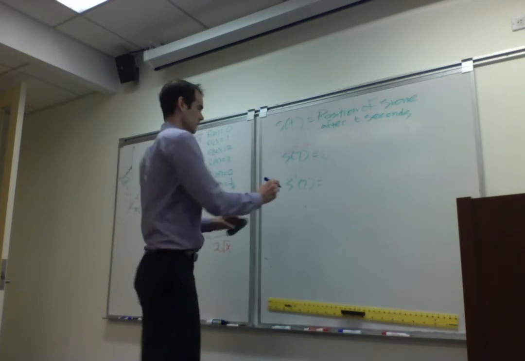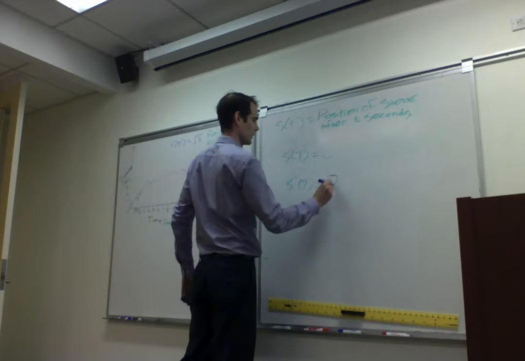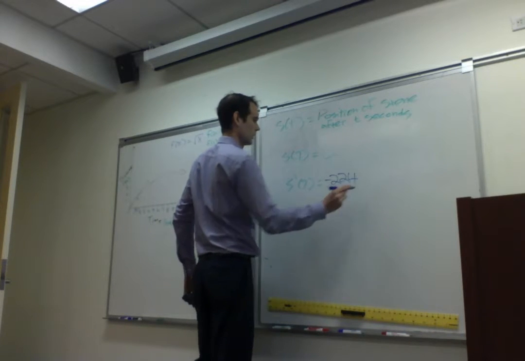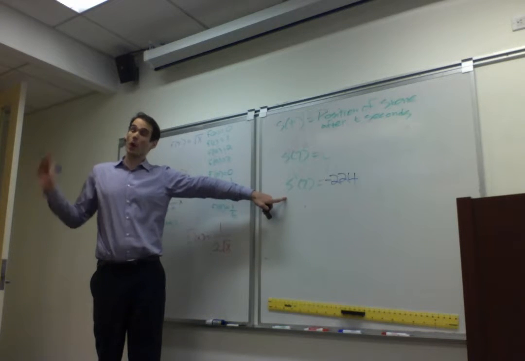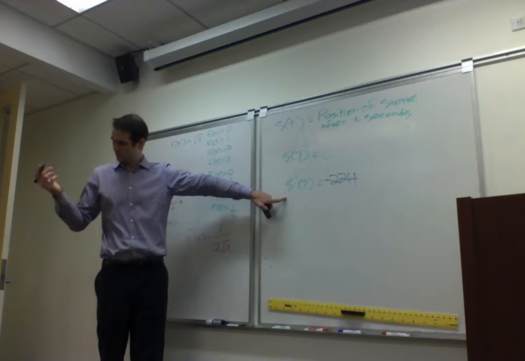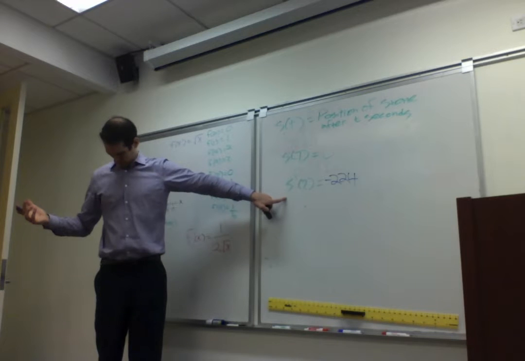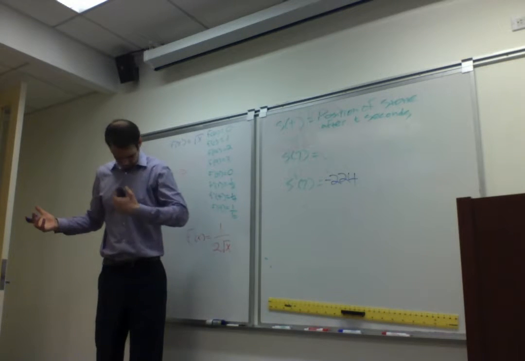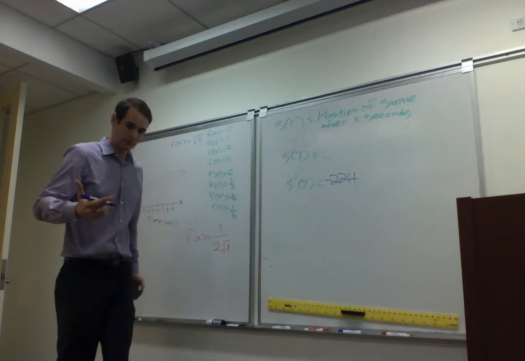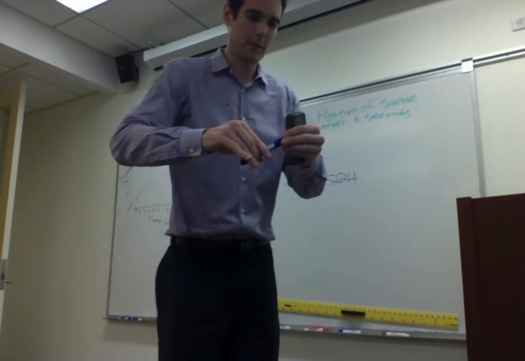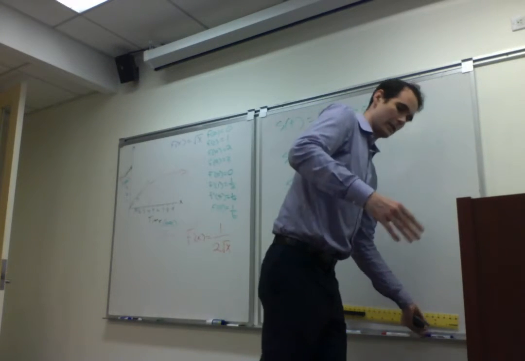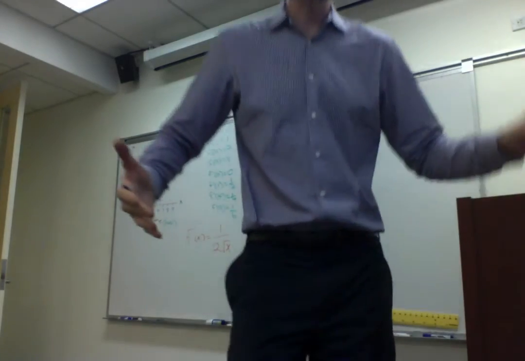How about this one? S prime of 7 equals negative 224. Remind us what the derivative, S prime, tells me. Okay. Speed. Yeah, got you right there. It would be speed, yes. All right.